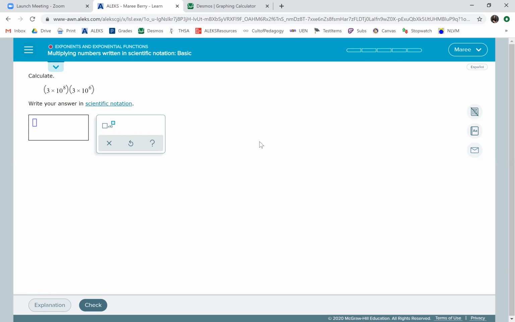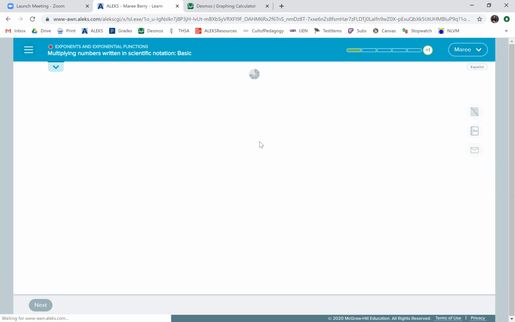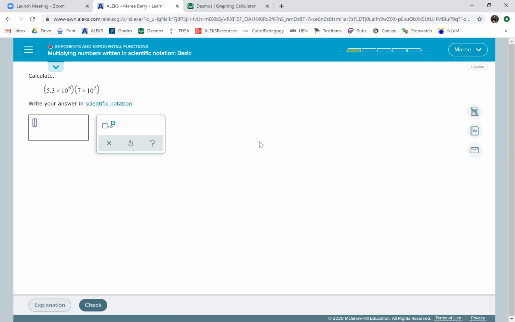So this one, when I multiply 3 times 3, I get 9. And then my exponent's going to be 8 plus 6, which is 14. So the next one, we're going to do 5.3 times 7. And I would like to write this down. So we have 5.3 times 7. 7 times 3 is 21, 35, 36, 37 with one decimal, times 10 to the 11th.